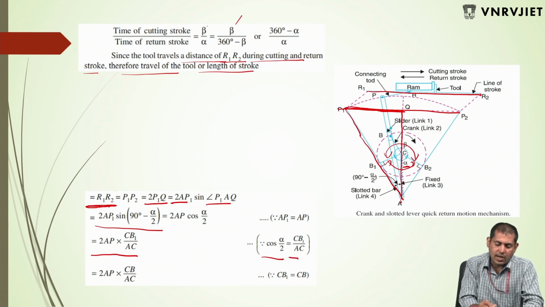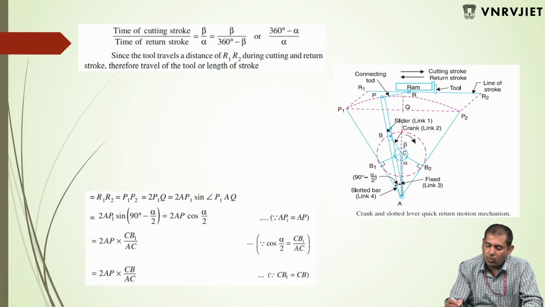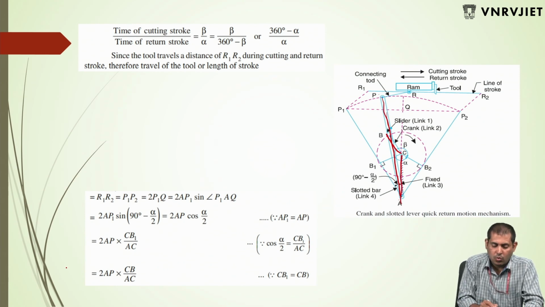So the total tool travel R1 R2 is equal to 2 AP into CB by AC. This is your tool travel.